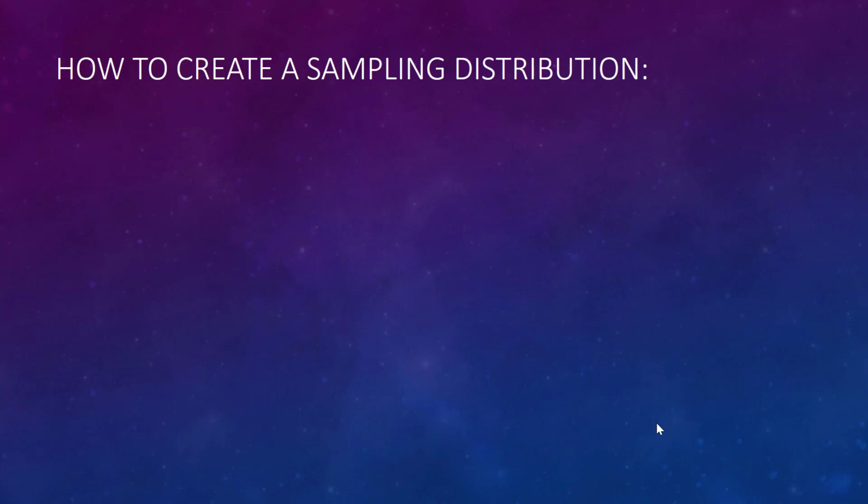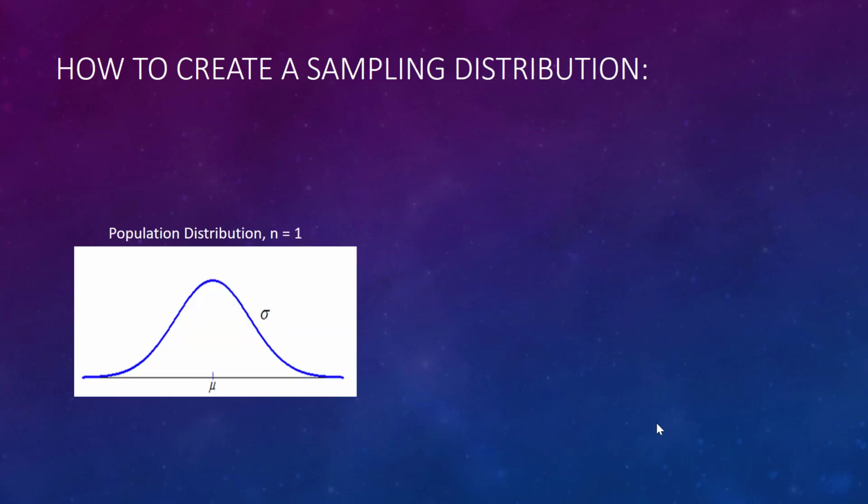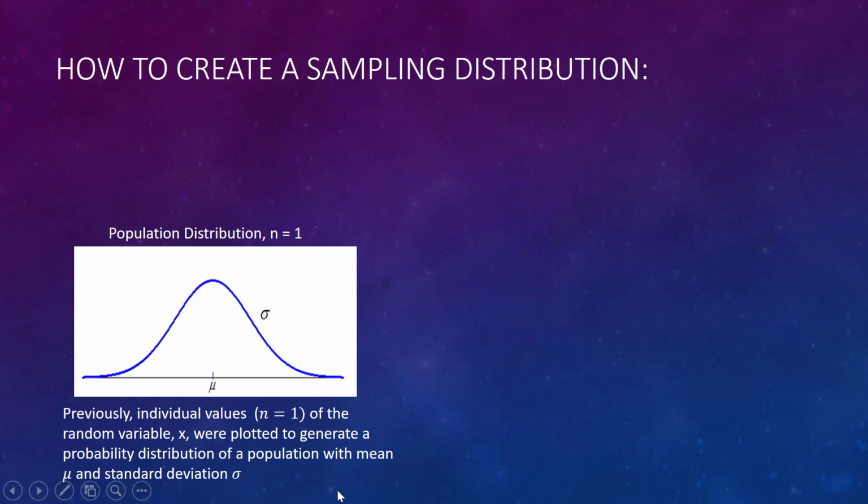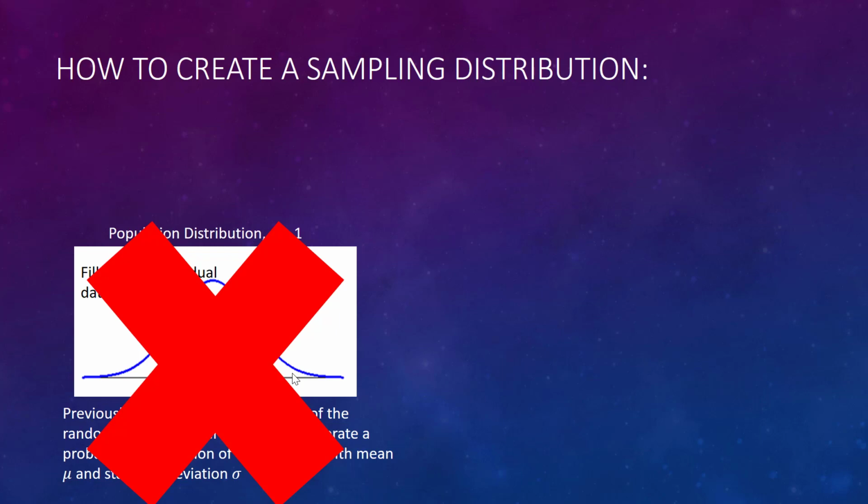How to create a sampling distribution. In the past, we have used individual values, in other words, n equals 1, a sample size of 1, and plotted the random variable x onto a graph to generate the probability distribution of a population with population mean mu and standard deviation sigma. Notice that this graph will be populated with individual data points that were taken from the population. We're not going to do this anymore.